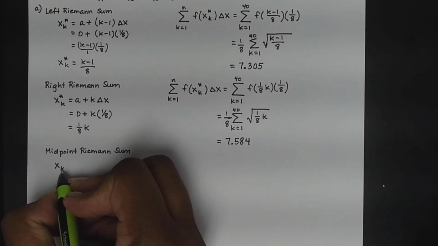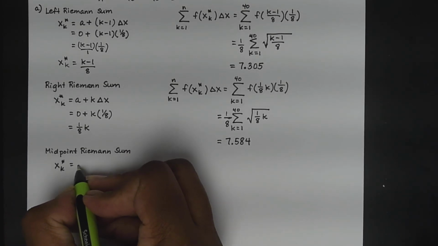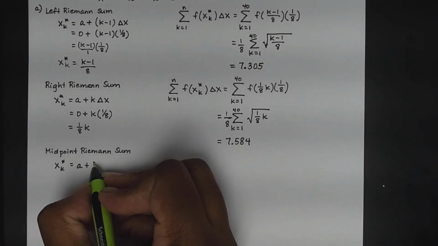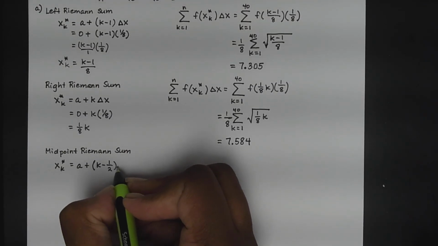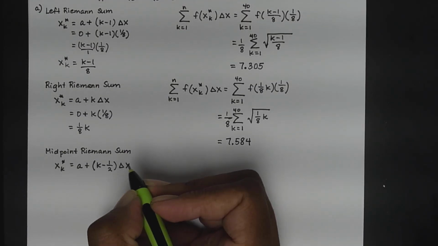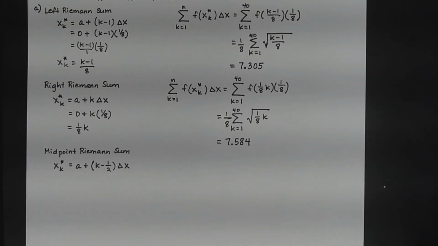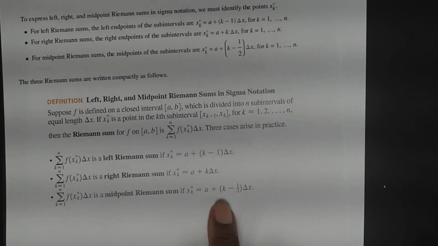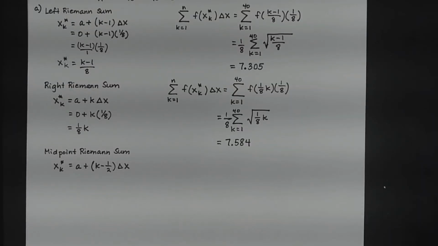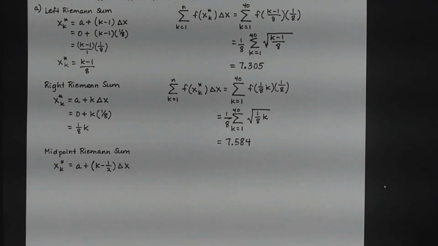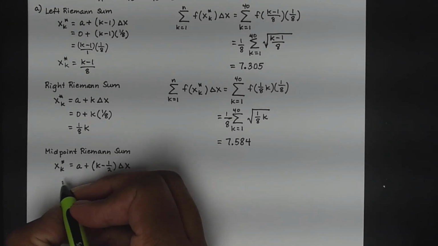This will be x star sub k, and that's equal to 8 plus the quantity k minus 1/2 times delta x. That's this right here: 8 plus k minus 1/2, that quantity is multiplied by delta x. All right, so let's figure out what that's going to be.